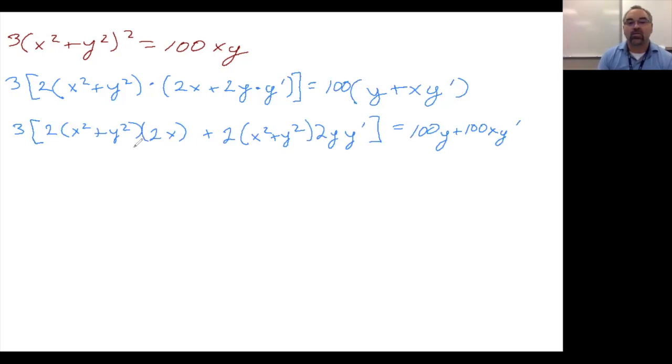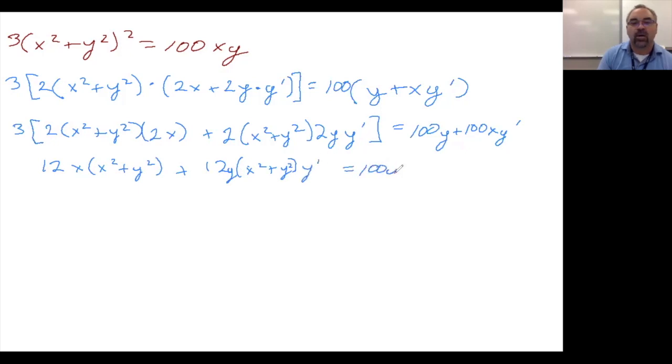So now let's bring the 3 in, I guess, right? Might as well, because we're going to have to move a bunch of stuff around anyway. So now I've got 12x times x squared plus y squared, plus, let's see, oh, look, there's a 12 there as well. So I've got 12y times x squared plus y squared times y prime is 100y plus 100x y prime.